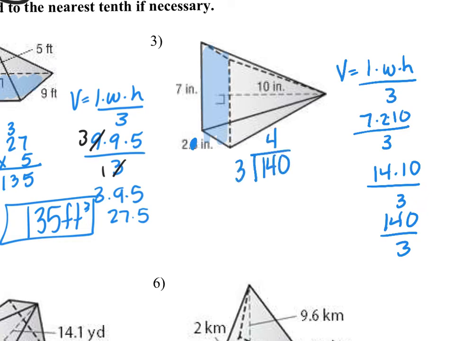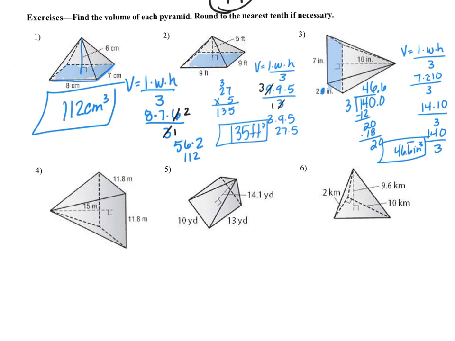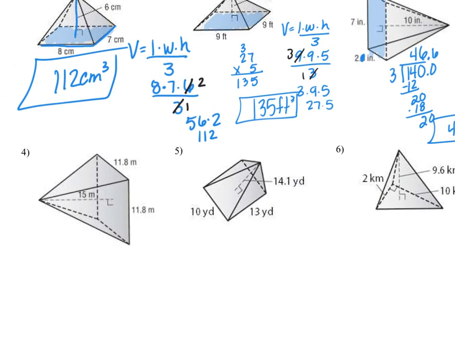And I'm going to get 4 here, 6, and it looks like it's going to repeat. Yeah, it's going to repeat that 0.6, so it's going to be 46.6 repeating inches cubed. Okay.